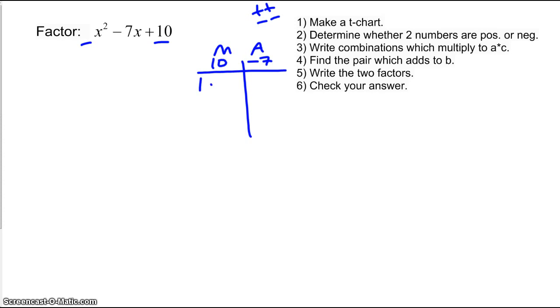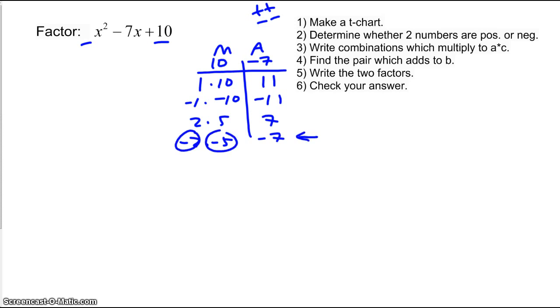So how many ways can I make a 10 out of two integers by multiplying? Well, I can have 1 times 10 or negative 1 times negative 10. I can also have 2 times 5 or negative 2 times negative 5. And let's add them across the rows to see what they add up to. 1 plus 10 would add up to 11. Negative 1 plus negative 10 is negative 11. 2 plus 5 is 7. Negative 2 plus negative 5 is negative 7. And since I need negative 7, it's the two numbers in the bottom row, negative 2 and negative 5.